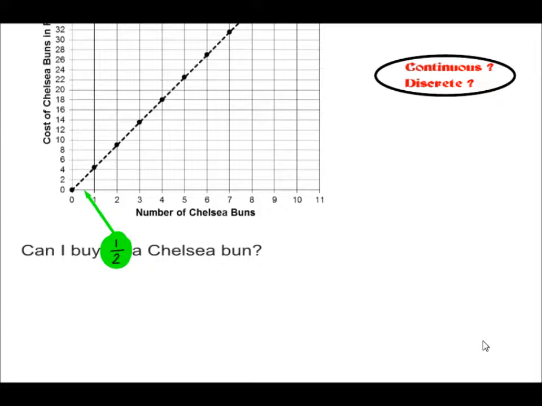Well, if you go to the tuck shop and you ask them to sell you half a Chelsea bun, they will tell you, sorry, I can't. You could buy one and share it with your friend. But as soon as I cannot buy half a Chelsea bun, my data is now discrete. A way to remember that is D for dots and D for discrete. In my graph, I have dots, and I join those dots, or I have points and I join them with a dotted line.